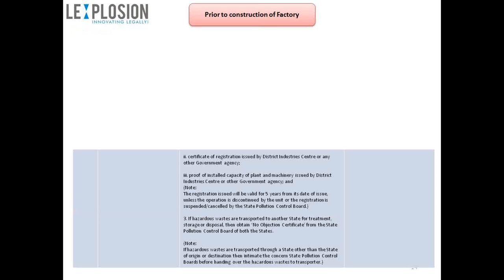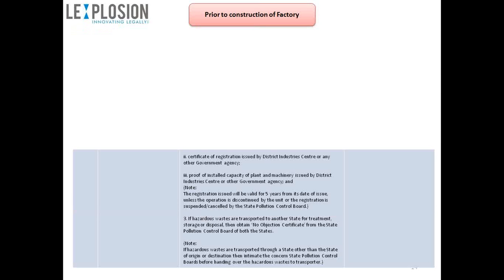We go on to the next enactment. This is the Hazardous Waste Management Handling and Transboundary Movement Rules. So this compliance applies if you import or export hazardous waste for recycling, recovery, and reusing. So you make an application to the State Pollution Control Board in Form 1 to get an authorization for generating, processing, treatment, and for whatever other reason you are using the hazardous waste.